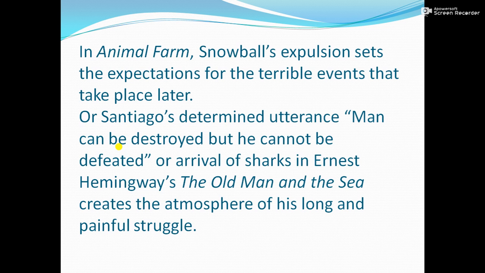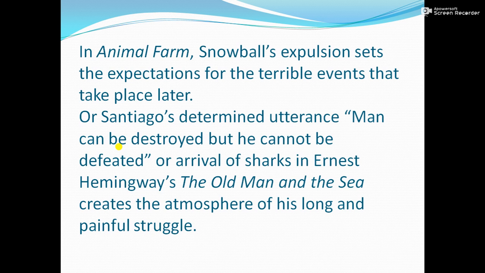He has been chased away by some fierce dogs, and Napoleon, the other prominent pig in the novel, the other prominent character, is shown as very angry and in a very murderous mood, as we say. And all this scene of Snowball's expulsion sets the expectation for the terrible events that take place later. What takes place later? Many animals are slaughtered after Snowball's expulsion.